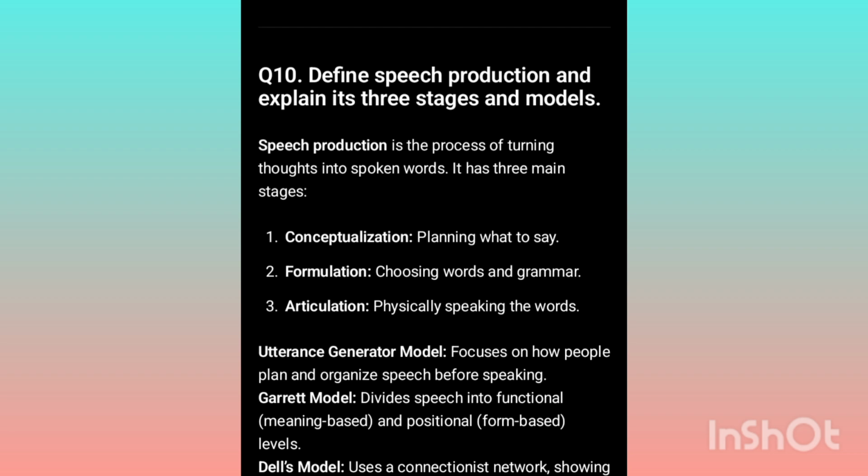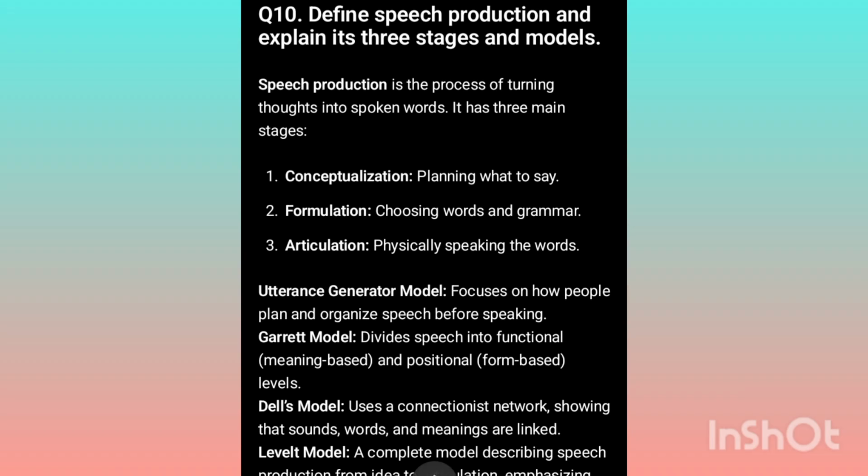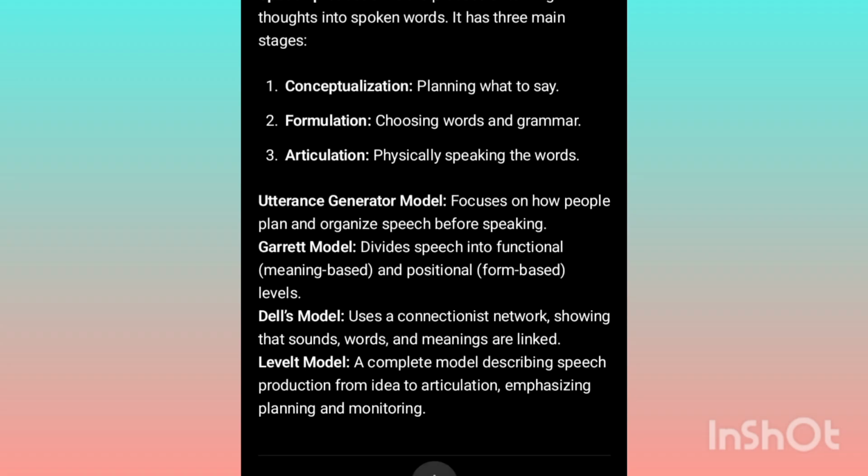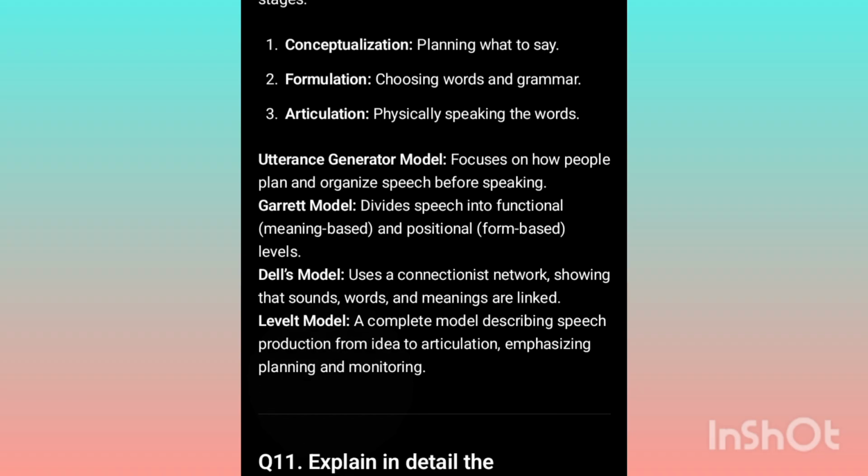Q10. Define speech production and explain its three stages and models. Speech production is the process of turning thoughts into spoken words. It has three main stages. 1. Conceptualization, planning what to say. 2. Formulation, choosing words and grammar. 3. Articulation, physically speaking the words.